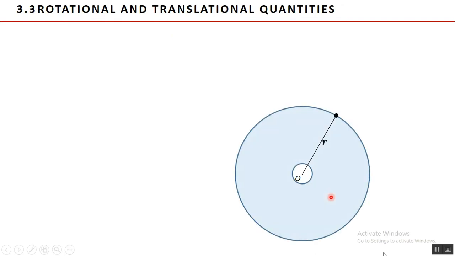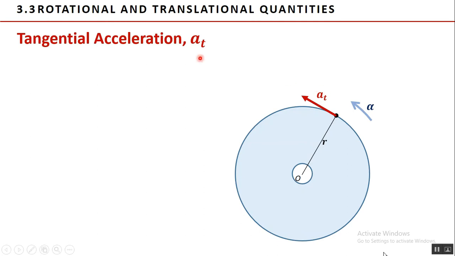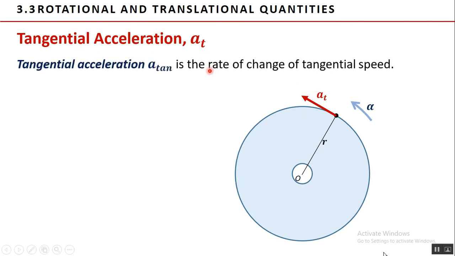We learned earlier that angular acceleration alpha describes the rate of change of angular speed of a rotating body. It is a quantity that can be used to describe whether a rotating body is speeding up or slowing down. A change in angular speed also corresponds to a change in tangential speed. The rate of change of tangential speed is called tangential acceleration, denoted by a sub tan. In terms of the initial and final tangential speeds, tangential acceleration is expressed as final tangential speed minus the initial tangential speed, over time interval.